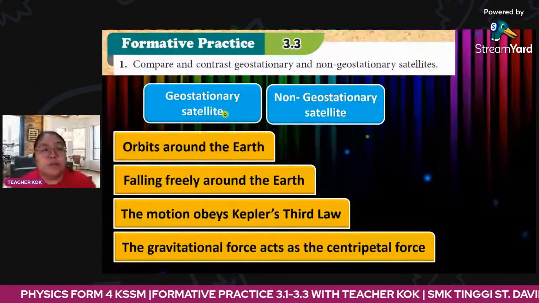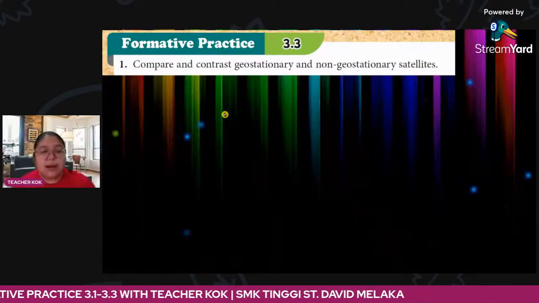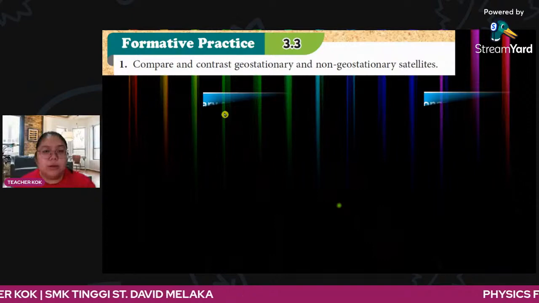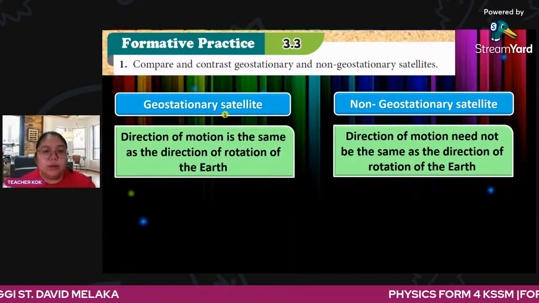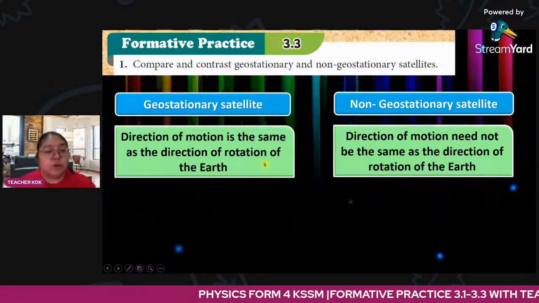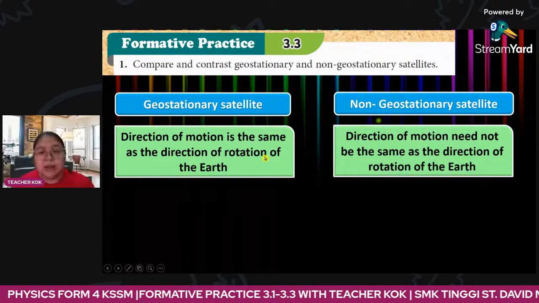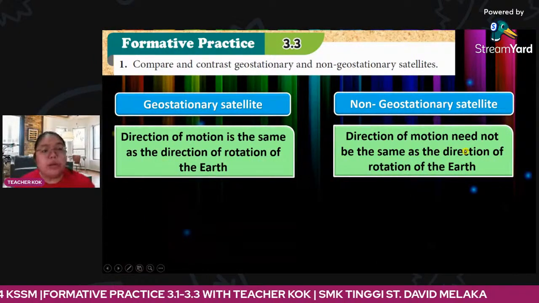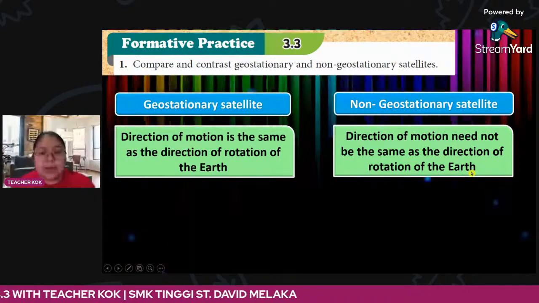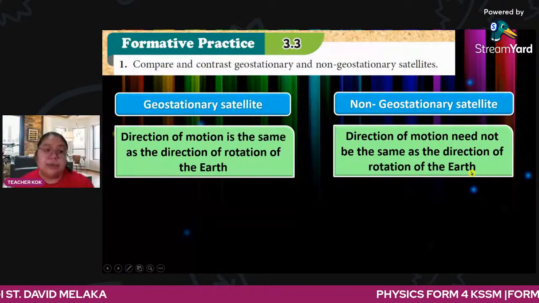Now we're going to see what are the differences between these two satellites. First one, we see the differences in direction. The direction of motion is the same as the direction of rotation of the Earth. This one is a geostationary satellite. For the non-geostationary one, the direction of motion need not be the same as the direction of rotation of the Earth. Not exactly the same.